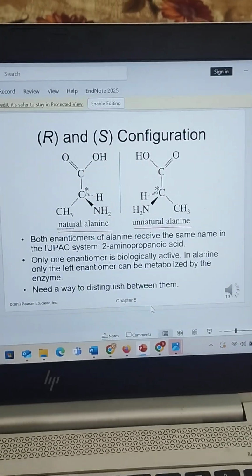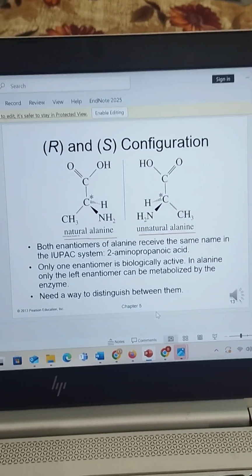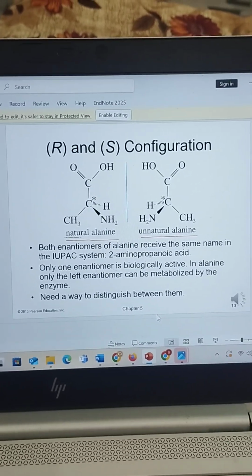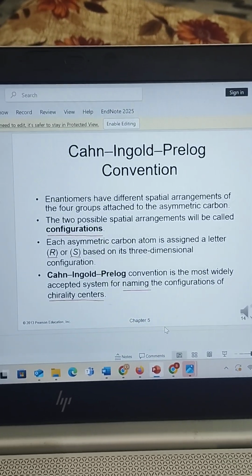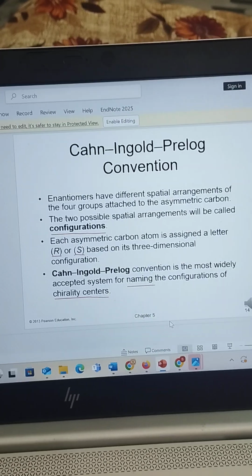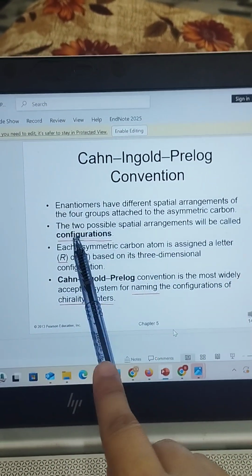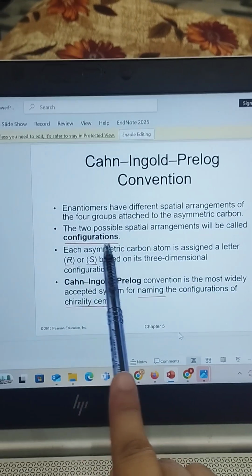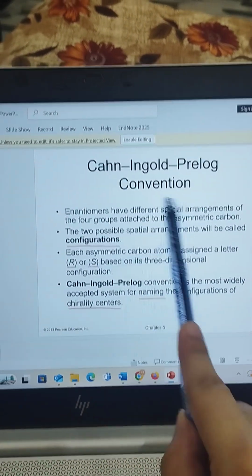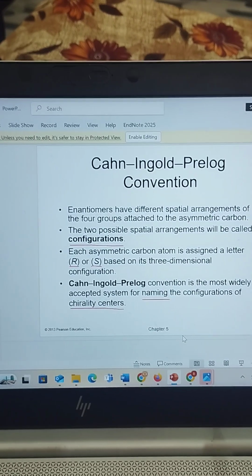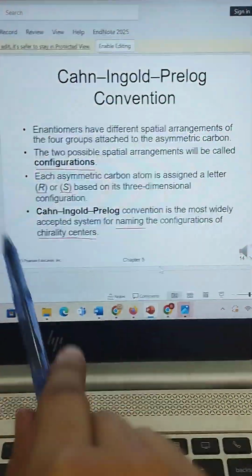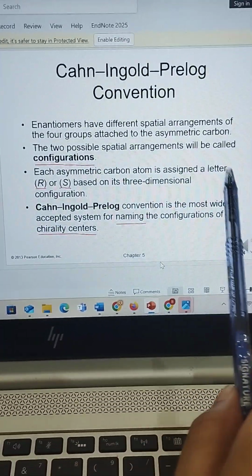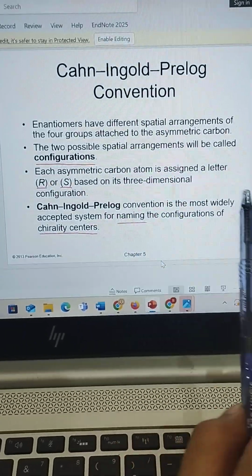There is another topic about the R and S configuration: how we will name the enantiomers, what is R and what is S. There are some rules, which we call the Cahn-Ingold-Prelog convention. Enantiomers have different spatial arrangements of the four groups attached to the asymmetric carbon. The two possible spatial arrangements we call configurations. The groups attached to the carbon have different arrangements in space, and each asymmetric carbon atom is assigned a letter R or S based on its three-dimensional configuration.